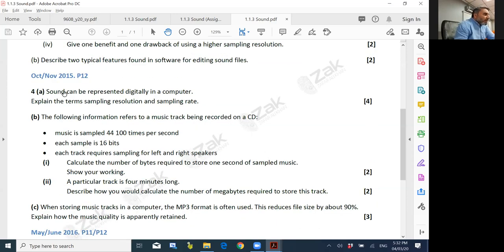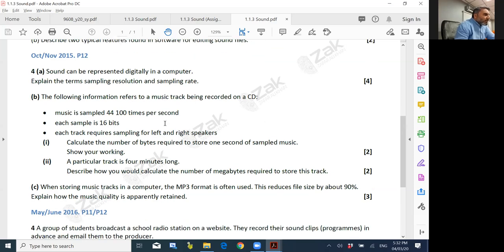All right, sound can be represented digitally in a computer. Explain the term sampling resolution and sampling rate. We have done it. The following information refers to a music track being recorded on a CD.